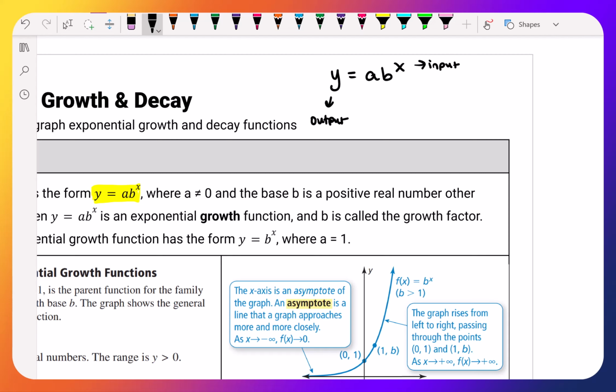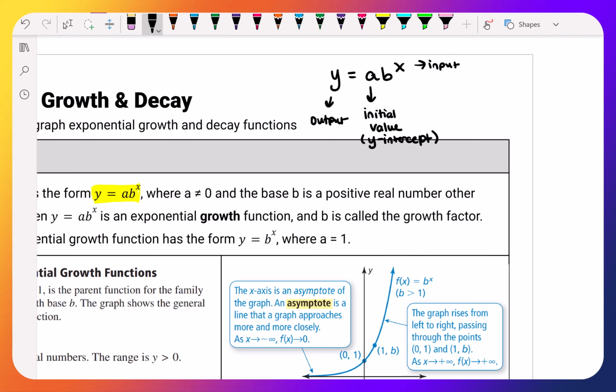A, now your notes in your textbook do not really talk about this, but a is going to be your initial value. It's basically like how much money you start with. So let's say that you have a car that you purchase for $20,000. Once you drive it off that lot, it's going to decrease in value. But in your function, to figure out how much it costs after x amount of time, your initial value is going to be that $20,000. That is also going to be your y-intercept.